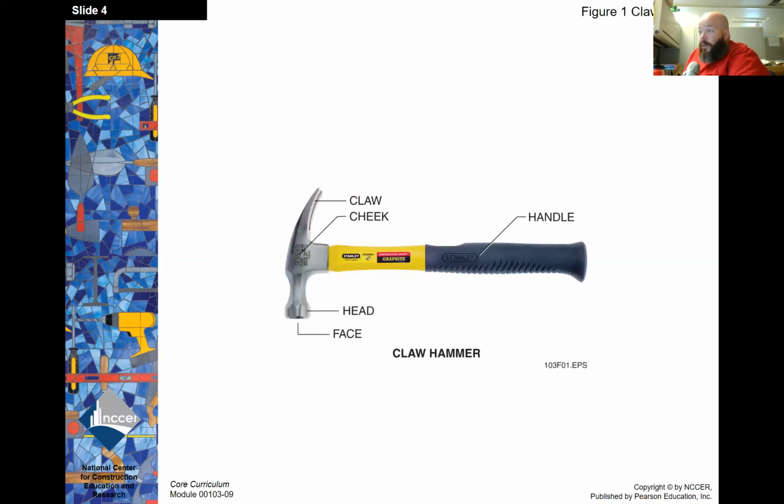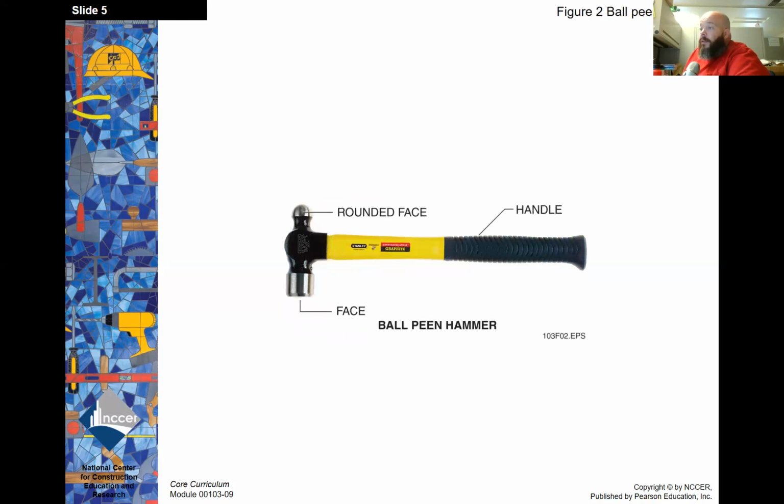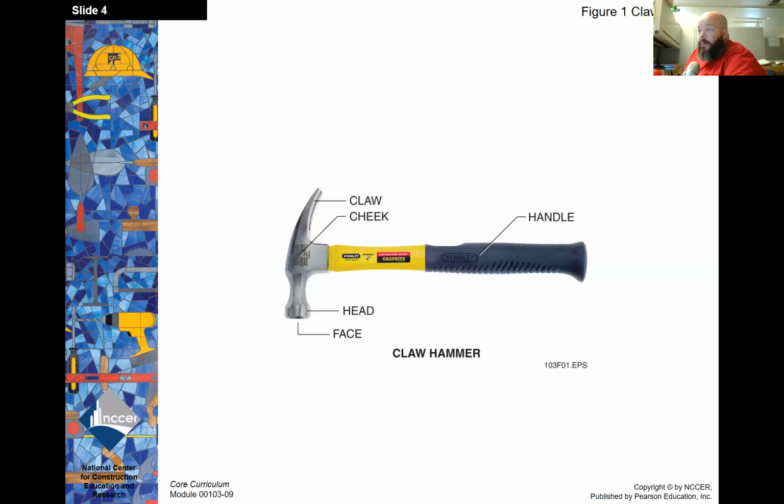Okay, first here we've got a claw hammer. Then the parts of the hammer are identified. Okay, and then a ball peen hammer. And a couple things to be noted: a claw hammer here is used for driving nails, and the claws are used to pull and remove nails.